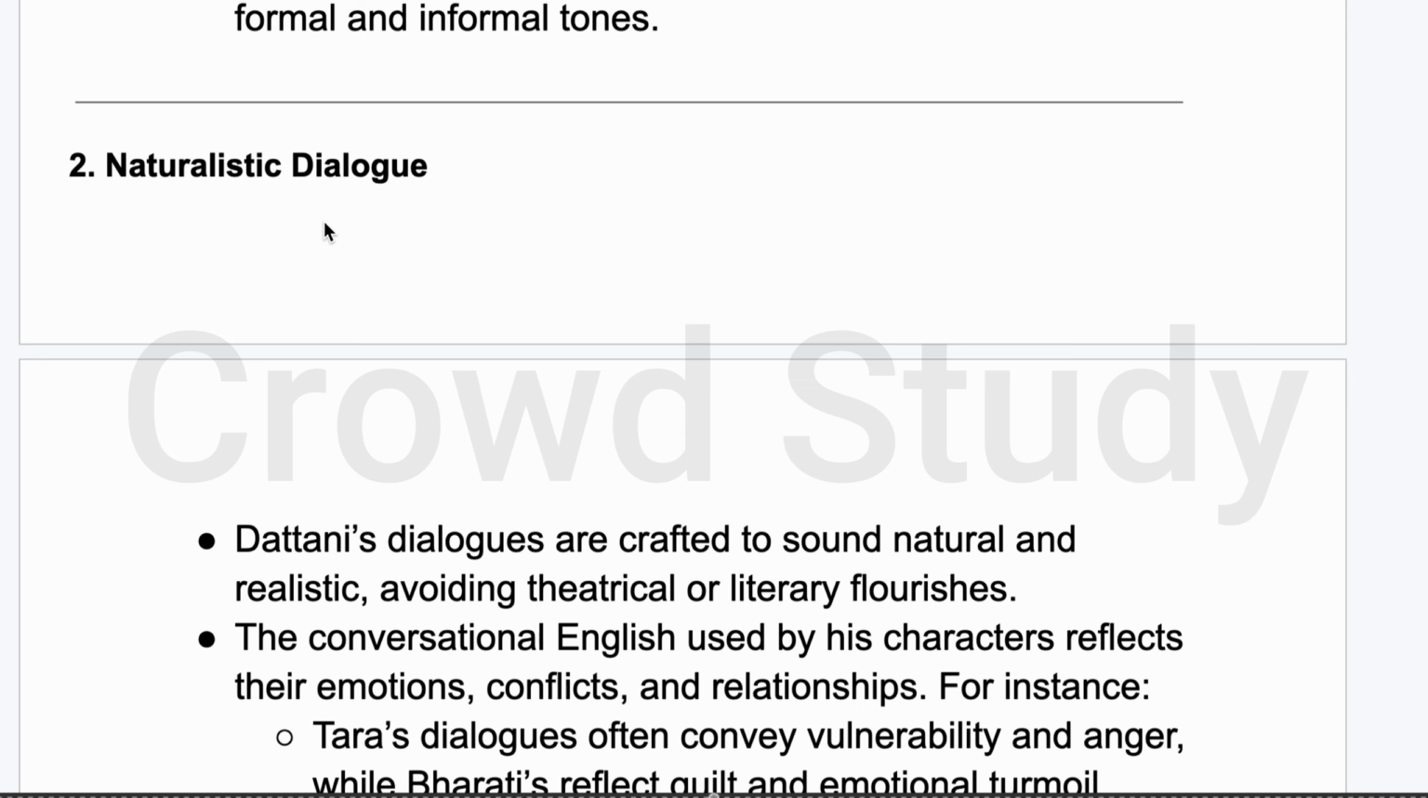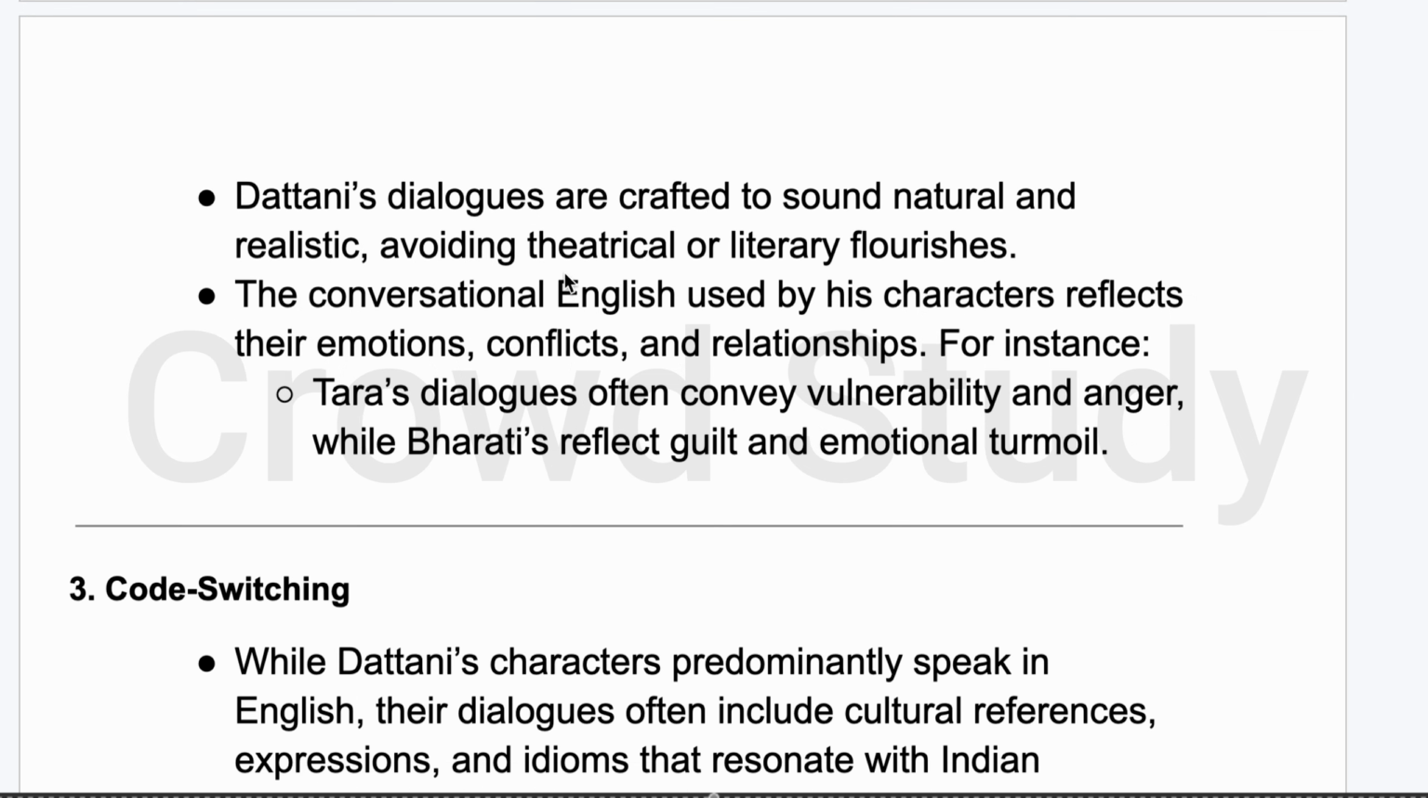Number 2. Naturalistic dialogues. Dattani's dialogues are crafted to sound natural and realistic, avoiding theatrical or literary flourishes. The conversational English used by his characters reflects their emotions, conflicts, and relationships. For instance, Tara's dialogue often conveys vulnerability and anger, while Bharati's reflects guilt and emotional turmoil.